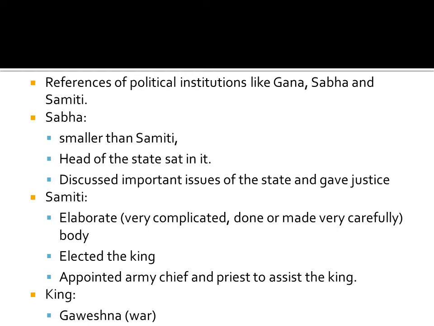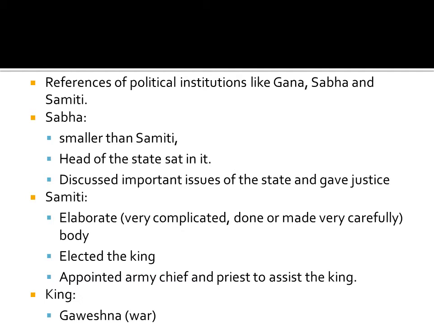So the political institution mostly consisted of Gan, Sabha and Samiti. Gan is the body of attendants, and above that there was Sabha, which was smaller than Samiti, and the head of the state sat in it. They discussed important issues of the state and gave justice, like if there were some internal conflicts or disputes that arose in that particular state, that particular region, the head of the state gave justice to that matter.